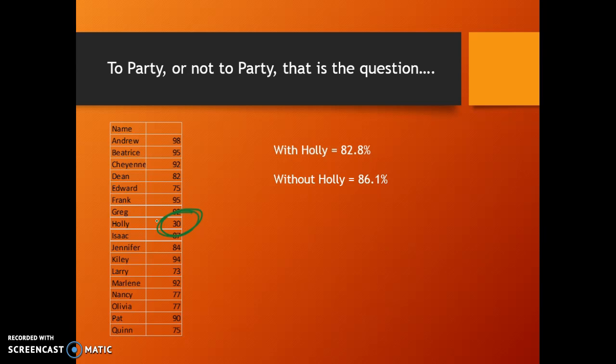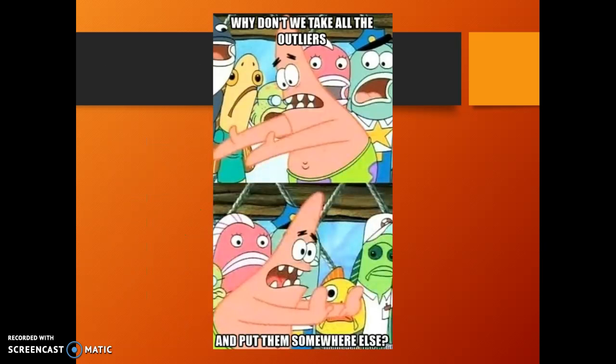And in fact, if you were to calculate the class average with Holly's score, you get an 82.8%. Without Holly's score, an 86.1%. Wouldn't it be fabulous if we could drop Holly's score and have a pizza party? And Patrick would suggest that we should. We should be able to take that outlier and put it somewhere else.